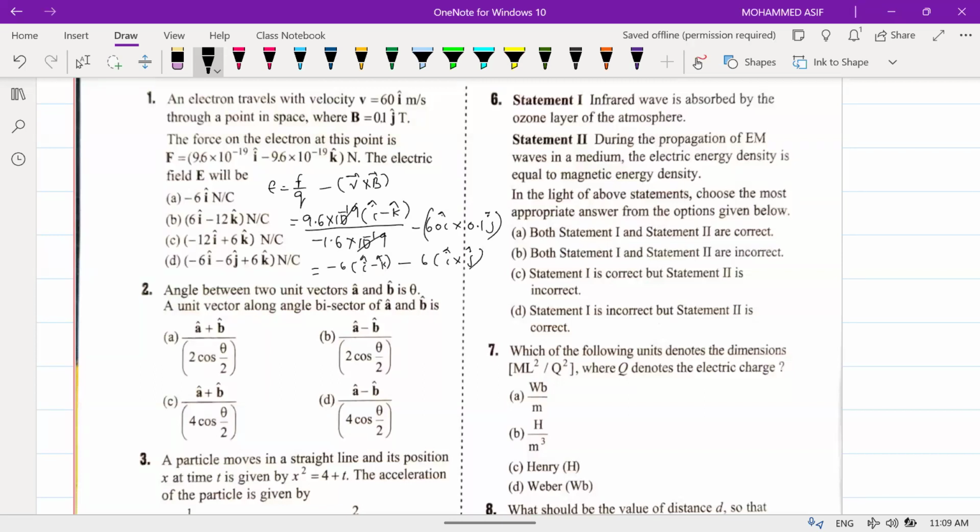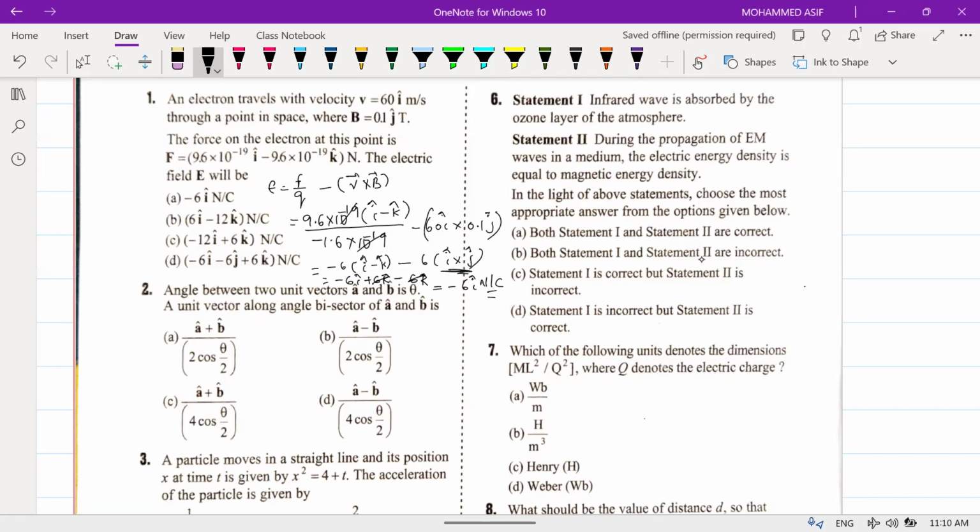You know what is i cap cross j cap, beta? k cap. So I'm writing here: this is minus 6 i cap plus 6 j cap minus 6 into your k cap. I cap cross j cap is nothing but equal to your k cap. So this positive and this negative will get cancelled. Ultimately, the answer will be minus 6 i cap Newton per volt. Got it?